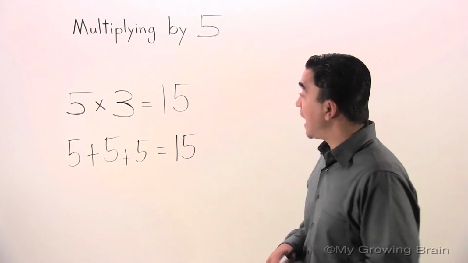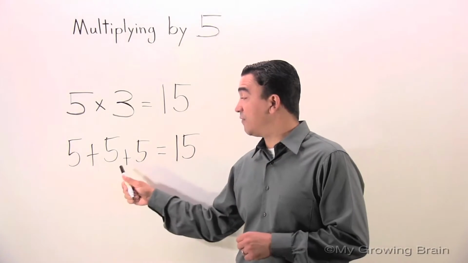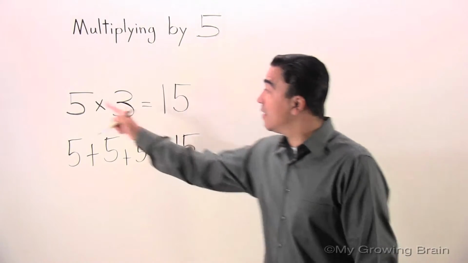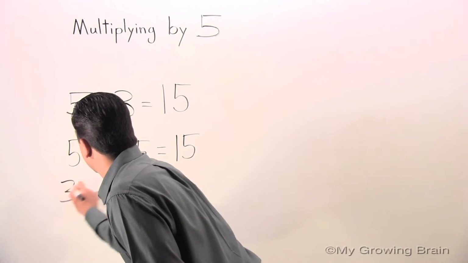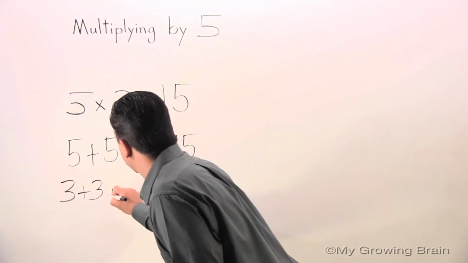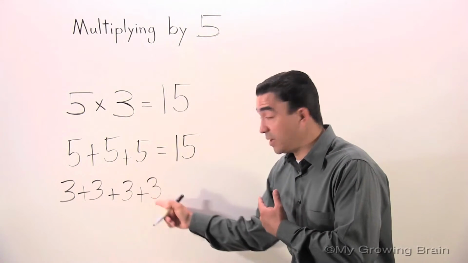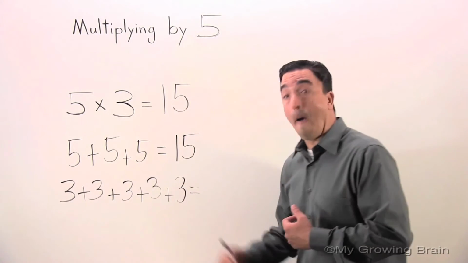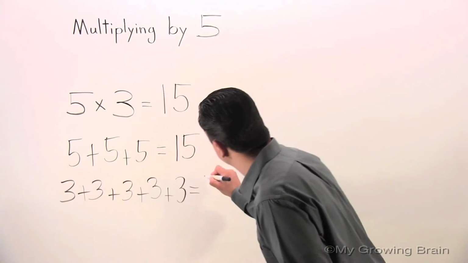Five plus five plus five equals 15. Now, if we know that 5 times 3 equals 15, and we know that 5 plus 5 plus 5 equals 15, then we know that 5 threes equals 15. 3 plus 3 plus 3 plus 3 plus 3 equals 15.